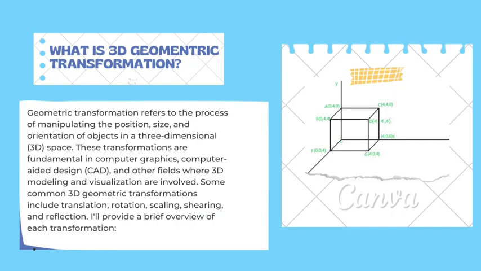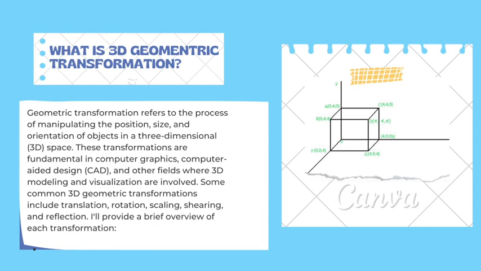What is 3D geometric transformation? Geometric transformation refers to the process of manipulating the position, size, and orientation of an object in a 3-dimensional space. These transformations are fundamental in computer graphics, computer-aided design, that is CAD, and other fields where 3D modeling and visualization are involved. Some of the 3D geometric transformations include translation, rotation, scaling, shearing, and reflection. It will provide a brief overview of the transformations as shown in the figure.